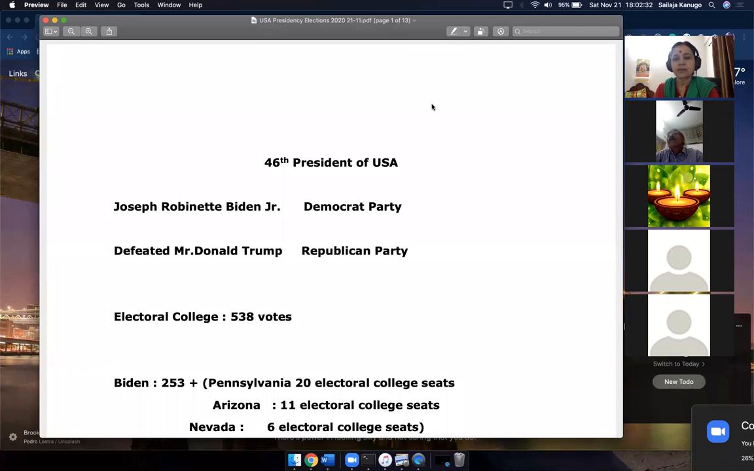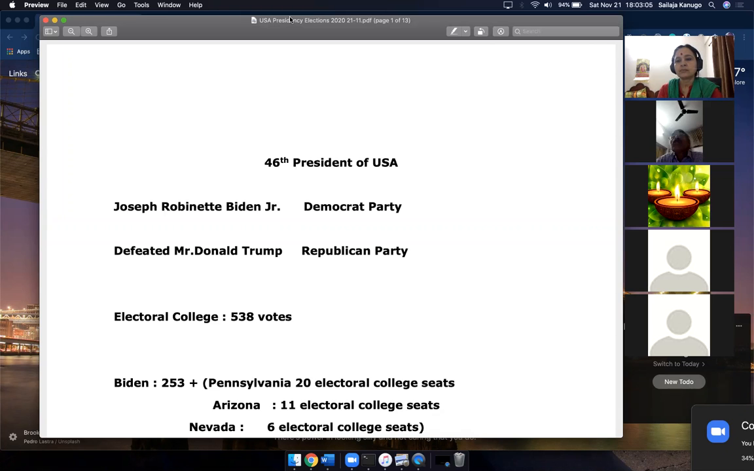So we are going to discuss the presidential elections in the USA, the United States of America. It is also a hot topic in newspapers, and everybody is eager to know the facts. Joseph Robinette Biden Jr. is from the Democrat Party, and he defeated Donald Trump. Donald Trump belongs to the Republican Party. In the USA, a two-party system is there: the Democrat Party and the Republican Party.